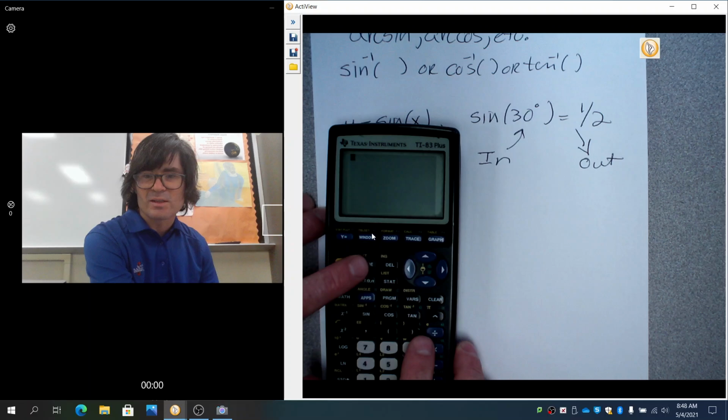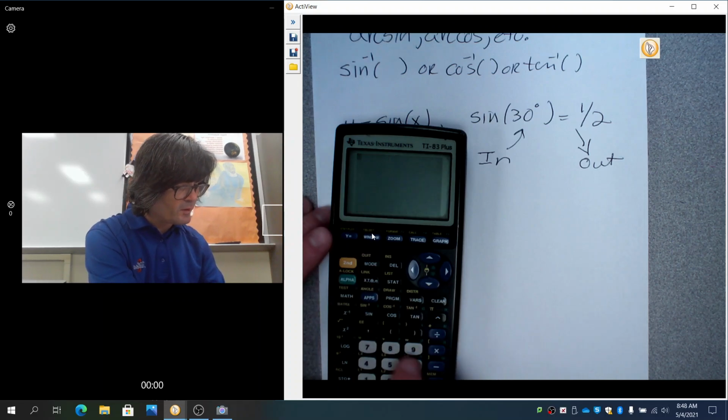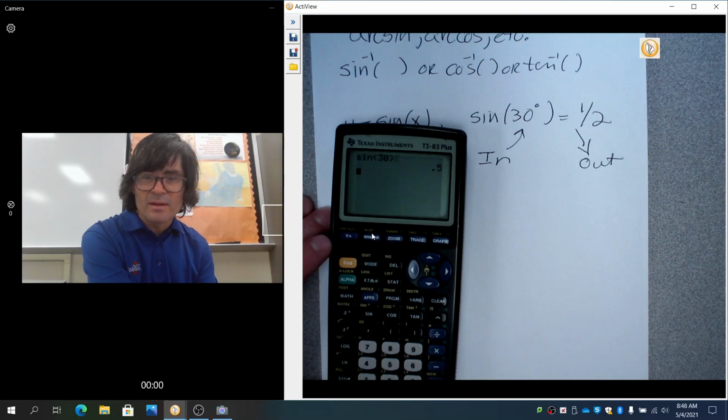clear everything out. I can't remember if I'm in degrees or not, so I'm going to push mode. I actually am in degrees, but if you wanted to change to radians, you'd scroll down and hit radians. So currently, sine of 30 degrees is a half.